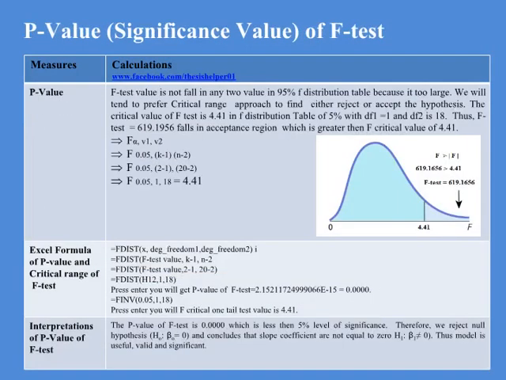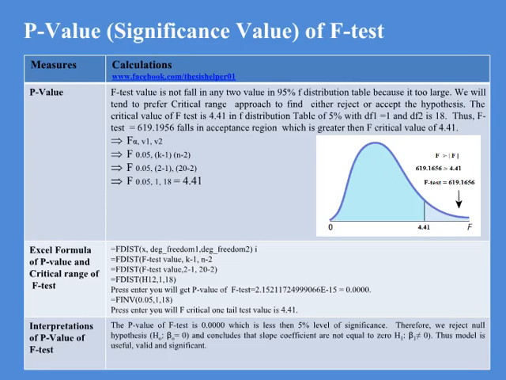The F-test value does not fall between any 2 values in the 95% F distribution table because it is too large. We prefer the critical range approach to find whether to reject or accept the hypothesis. The critical value of the F-test is 4.41 at 5%. Degree of freedom 1 is 2 minus 1, equal to 1, and degree of freedom 2 is equal to 18. Thus, the F-test value of 619.1956 is in the rejection region, which is greater than the F critical value of 4.41. The MS Excel formula of p-value and critical value is given to help get the same answer as computed by MS Excel.